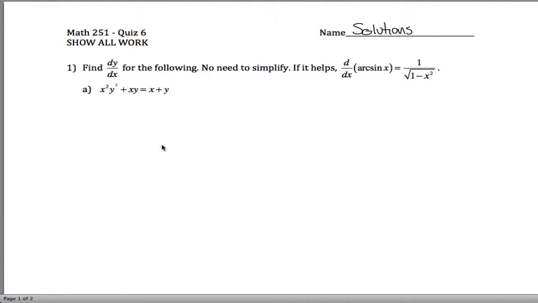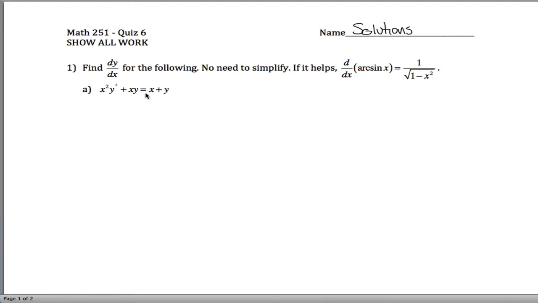Alright, quiz 6, Math 251 solutions. Implicit differentiation. We're asked to find the derivative of this mess. And then it gives me this identity, which really won't help until later on. Maybe I should have written that later on. Anyways, find the derivative of this mess right here.